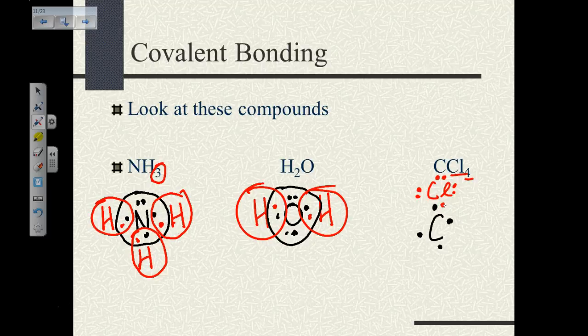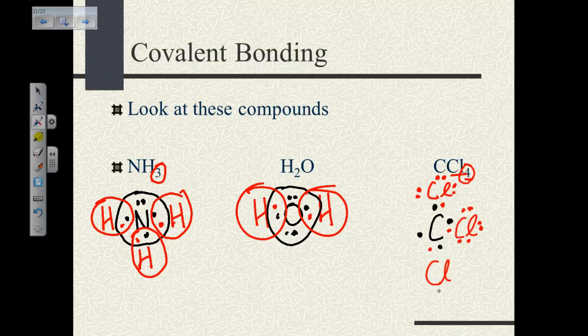Chlorine has now a completed octet. How many more chlorines would we need around the carbon? We would need 3 more for a total of 4. So this compound almost has to have this configuration. Kind of neat how it all works out. So we put that in the middle.